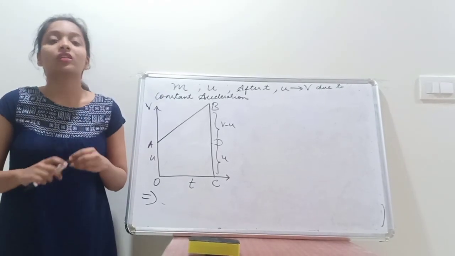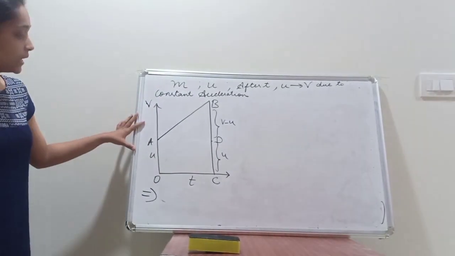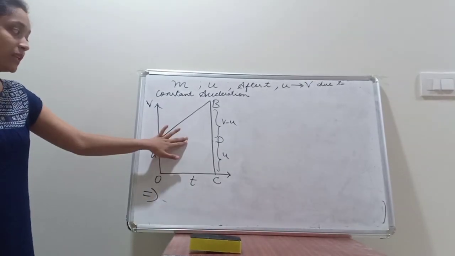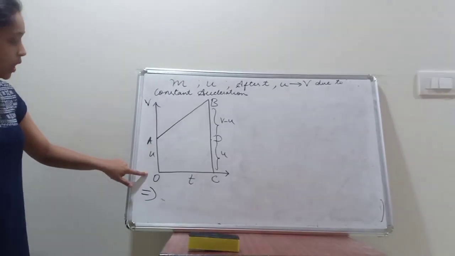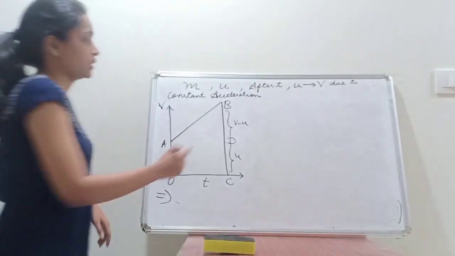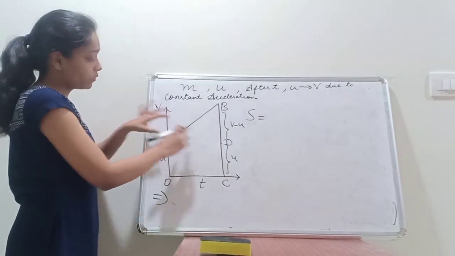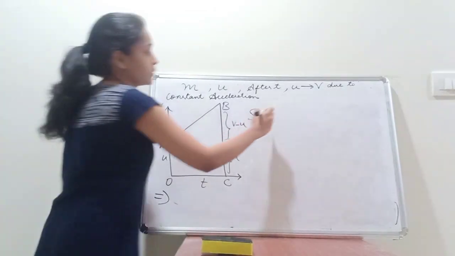Now let's derive third equation of motion using the same graph. So we know that the area under the curve of velocity versus time graph gives us displacement. So this is nothing but area of trapezium OABC. So displacement is nothing but area under the curve of velocity versus time graph, which is area of this trapezium.